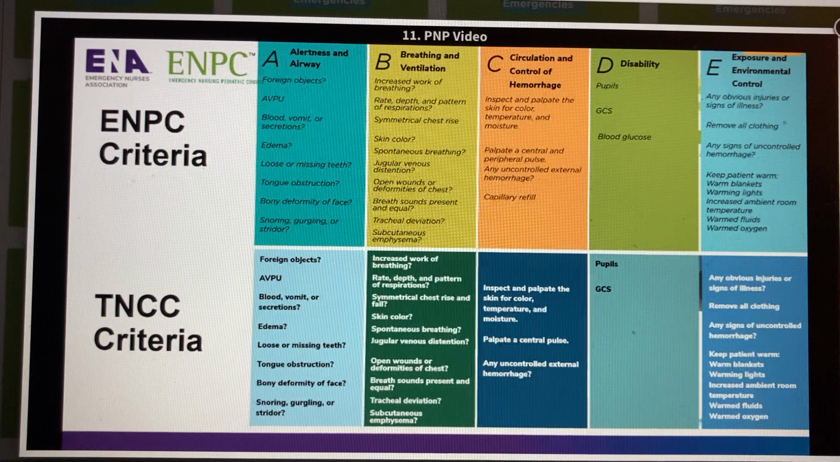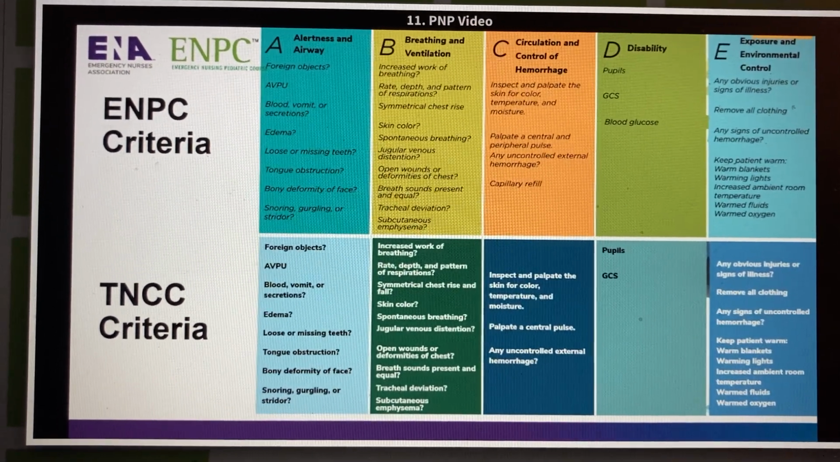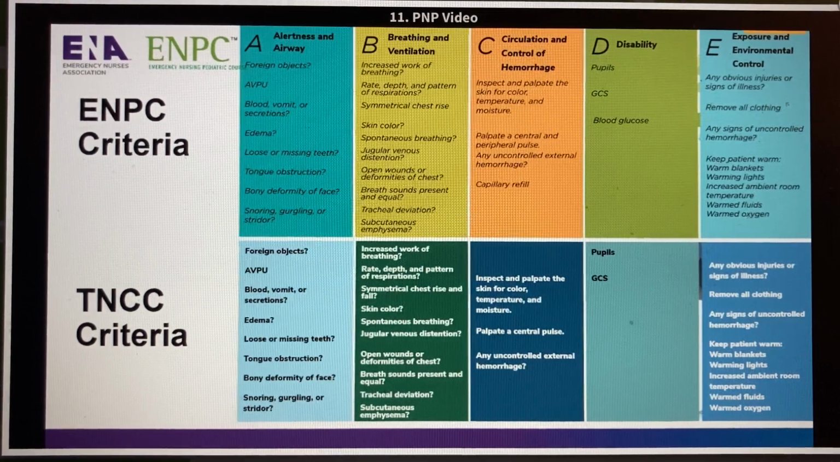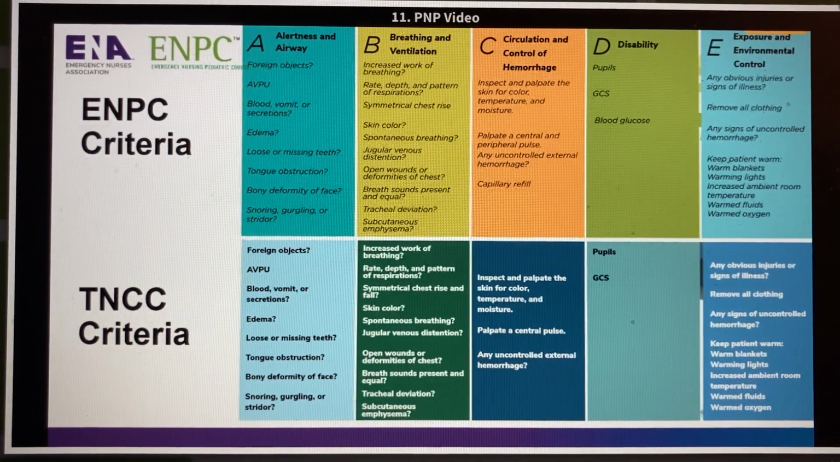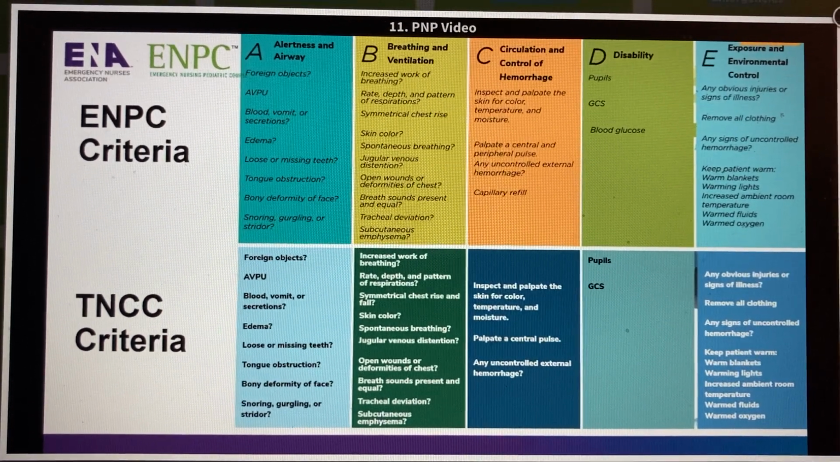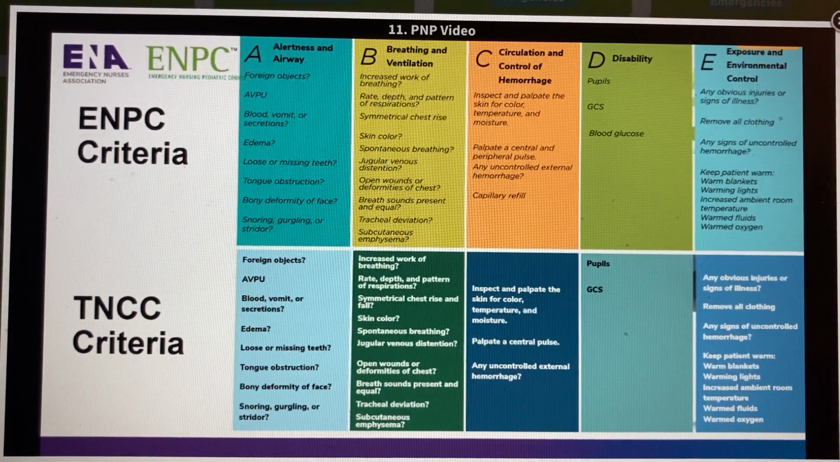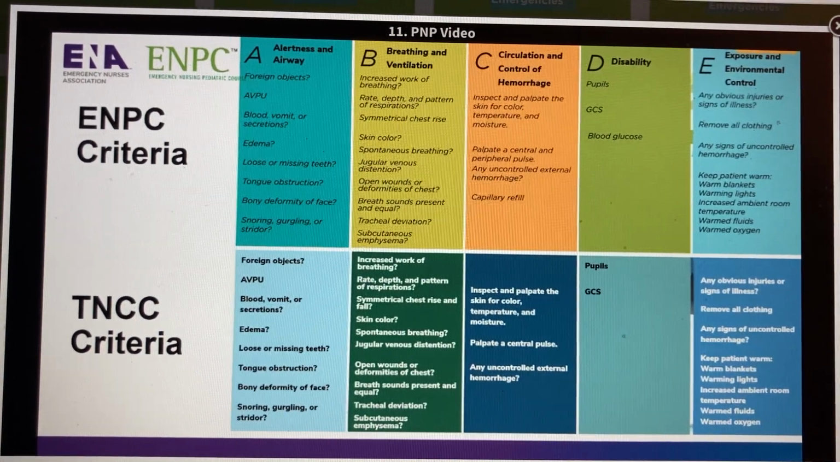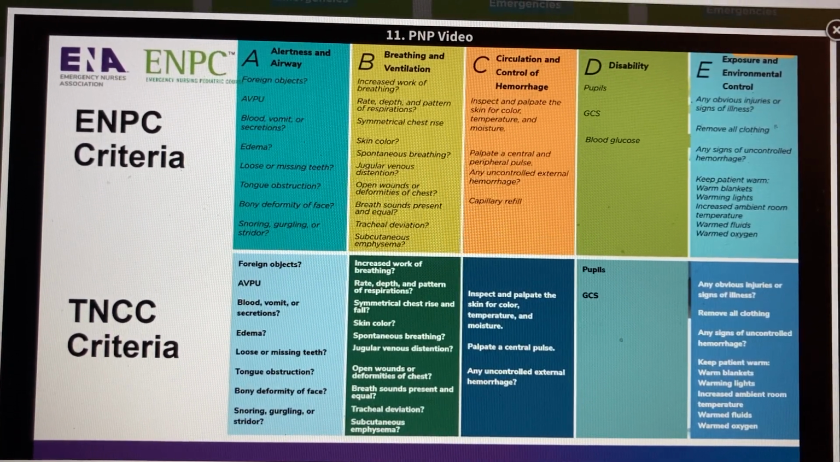If any abnormalities are noted, the learner must immediately intervene and reassess prior to moving on to the next letter. Interventions may include, but are not limited to, insertion of an airway, bag mask ventilation, intravenous fluid or blood administration, assessment of a blood glucose, and controlling any external hemorrhage.